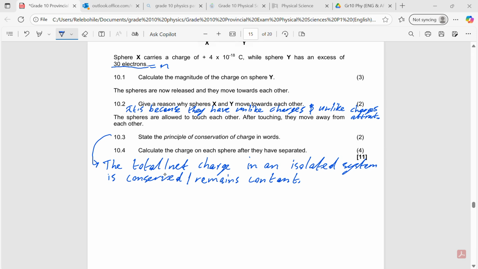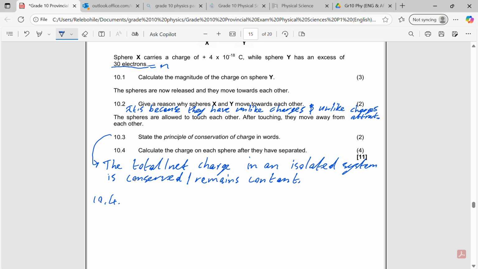So this is going to be our answer, guys. You will say that the total or net charge in an isolated system is conserved or remains constant. That is the principle of conservation of charge in words. Okay, that's the answer for 10.3. Now we move on to 10.4. Okay, 10.4, guys, says calculate the charge on each sphere after they have separated.